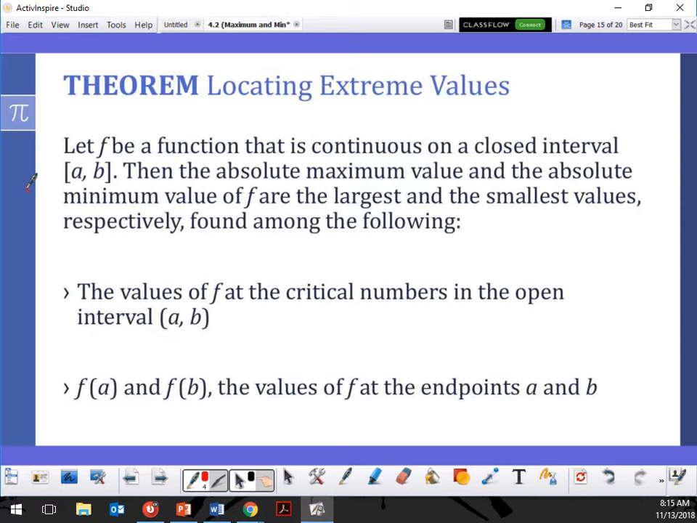The values of f at the critical numbers in the open interval from a to b. Okay, that's important. Is it possible to have a critical number at the end? No, that's what it's trying to say. But it is possible for it to actually be a maximum or a minimum. So f of a and f of b are the values of f at the endpoints a and b. So we have to check the endpoints when we're talking about something like this.